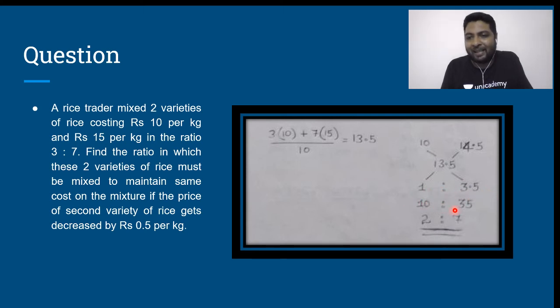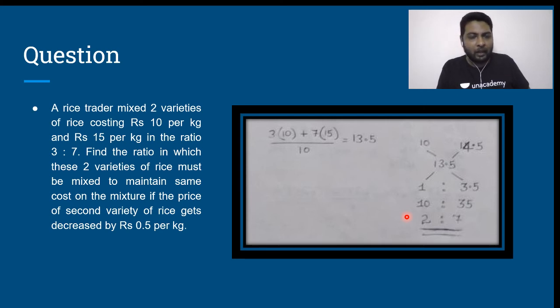1:3.5 is the same as 10:35. 10:35 is the same as 2:7. Therefore, the answer is 2:7. In what ratio should they be mixed? In the ratio of 2:7. Is that clear? They should be mixed in the ratio of 2:7. Done?